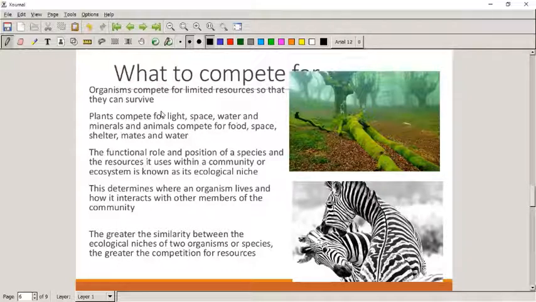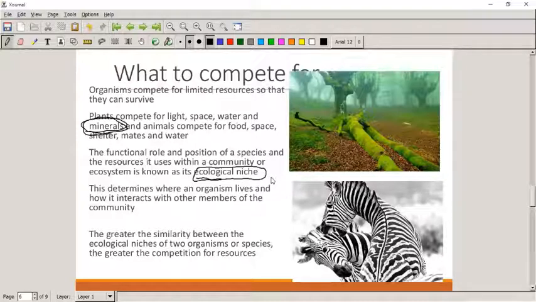Also, we find that rainforests are frequently depleted of a lot of minerals because the plants grow so well. They use up all of the minerals, and so there's also a competition for minerals. Animals would compete for food, for space, shelter, mates, and water. The functional role and position of a species and the resources it uses within a community or ecosystem is known as its ecological niche. And today we're going to talk about niche partitioning, where certain species live in the same ecological area, but they feed on different parts of the environment. And so they create within a certain area their own ecological niche. But a little bit more on that later.